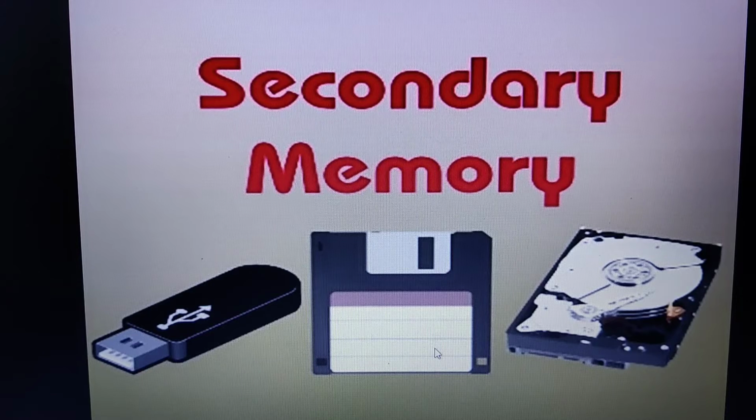Some examples of secondary storage devices are the hard disk, magnetic tapes, floppy disk, CD-ROM, and USB flash drive. These are a few examples of secondary storage devices. They help you store a large amount of data with very little expense. So let us discuss the secondary storage devices one by one.